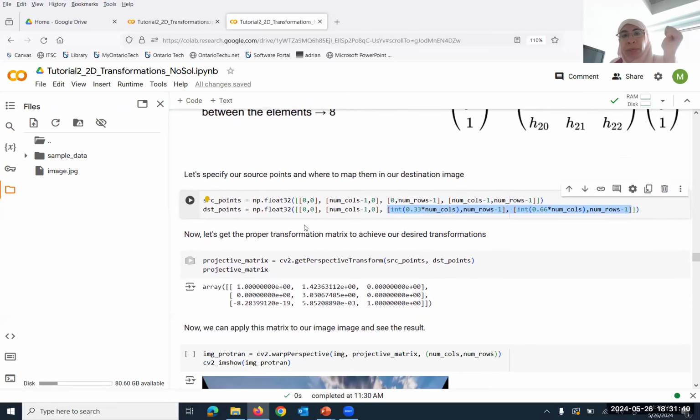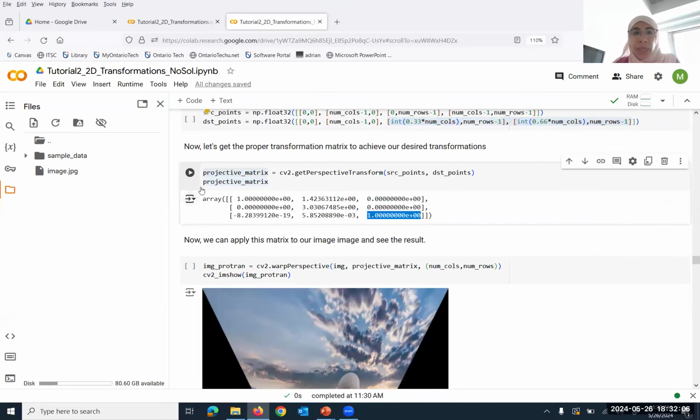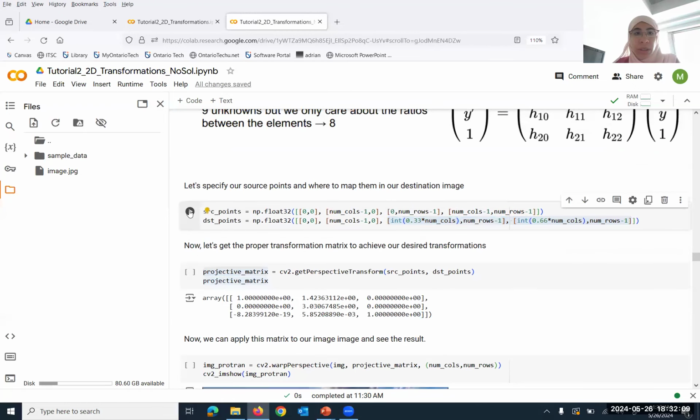So now we have 4 source points and 4 target points. Now it's not affine anymore, so we're going to use the getPerspectiveTransform function. The projective matrix is not going to be just 2 by 3 anymore. It has to be the full 3 by 3. We always estimate the homography up to a scale, meaning that this last term is 1. That's why it's only 8 degrees of freedom. We talked about how these are kind of ratios. Now, let's just go through it.